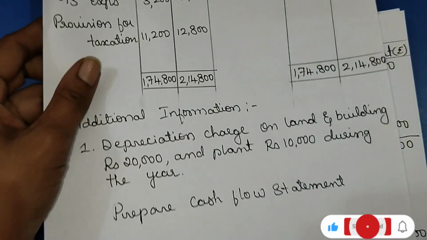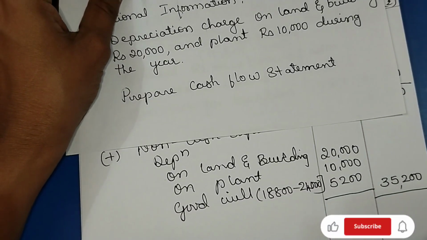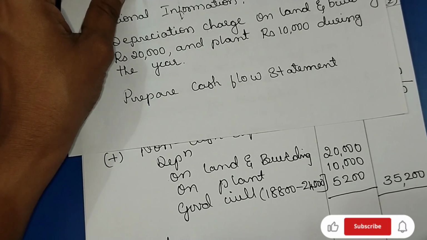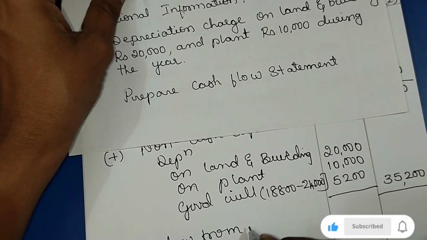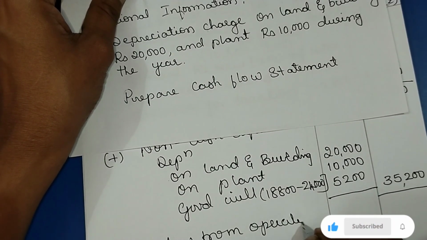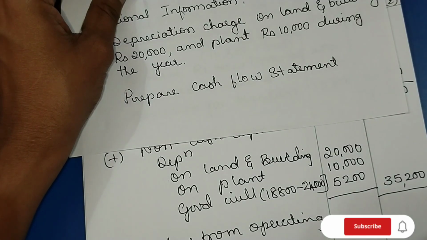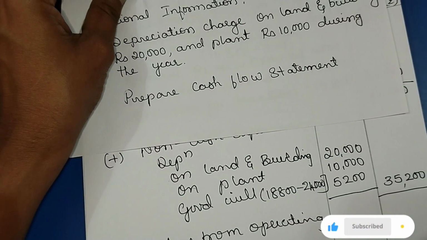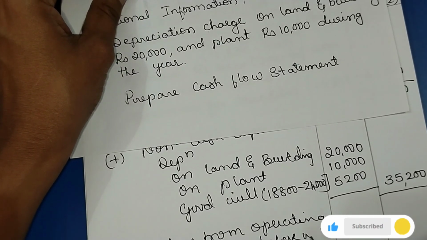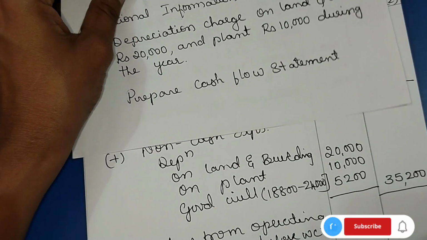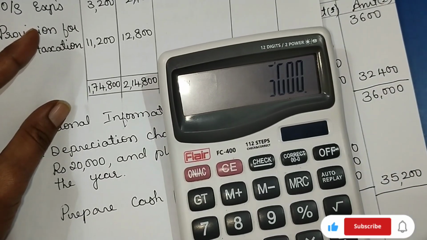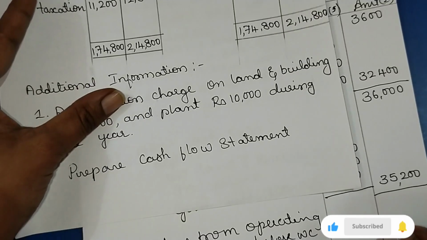Okay, then add cash flow from operating activities before working capital changes. 35,200 plus 36,000, 71,200.